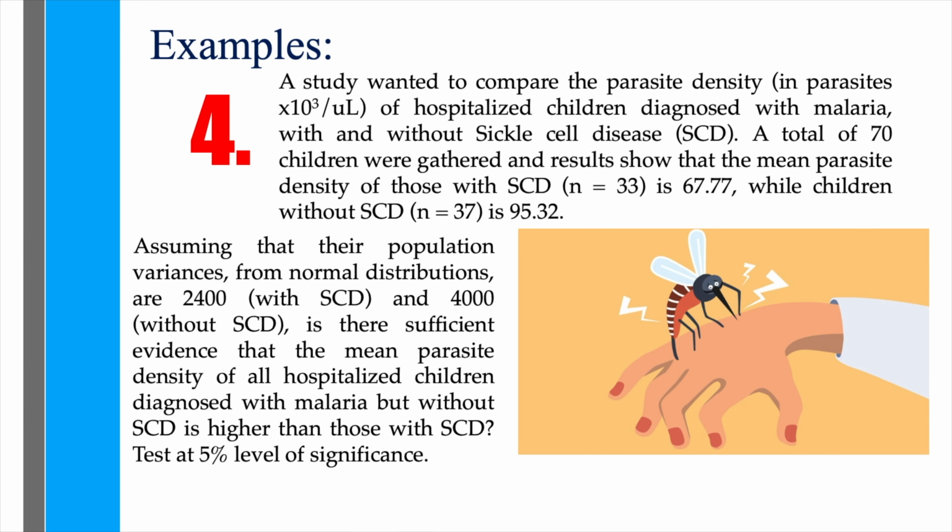Assuming that their population variances from normal distributions are 2,400 with SCD and 4,000 without SCD, is there sufficient evidence that the mean parasite density of all hospitalized children diagnosed with malaria but without SCD is higher than those with SCD? Test at 5% level of significance.